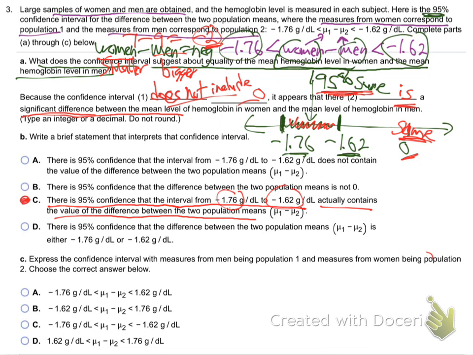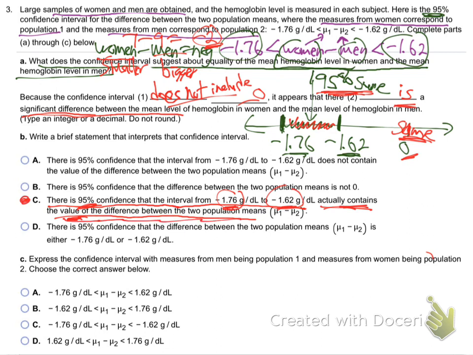In this case, the average hemoglobin level. We're trying to say for all men and women, is there a difference in their hemoglobin level? Well, we did a little study with a few men and women, and our results give us 95% confidence that the real, true difference is between negative 1.76 and negative 1.62. We're 95% sure that the true difference is somewhere in that zone.